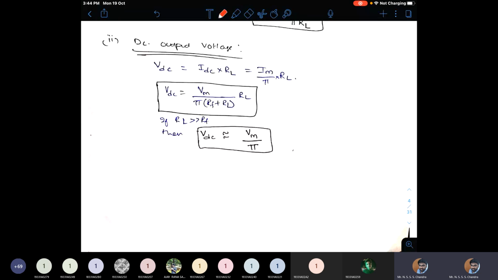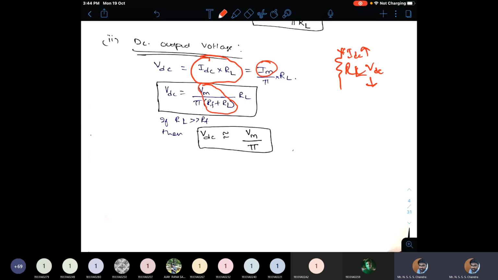So VDC is equal to IDC into the load resistor value RL. Across the RL, the voltage is VDC, the DC voltage, and the current flowing is IDC. So I'm taking VDC equal to IDC into RL value, so it will be equal to Im by pi into RL. Again, I can rewrite that Im as Vm by RF plus RL.